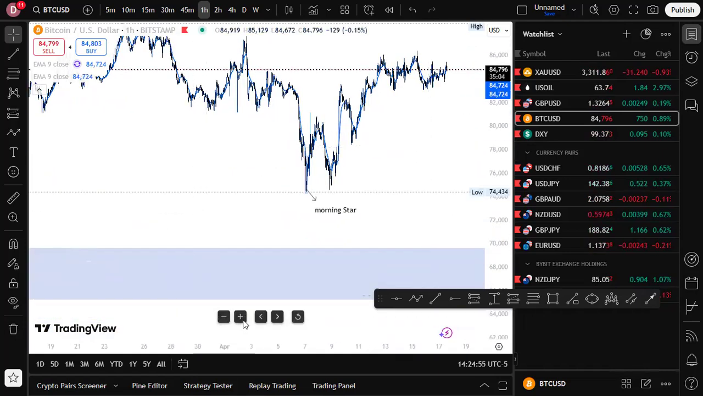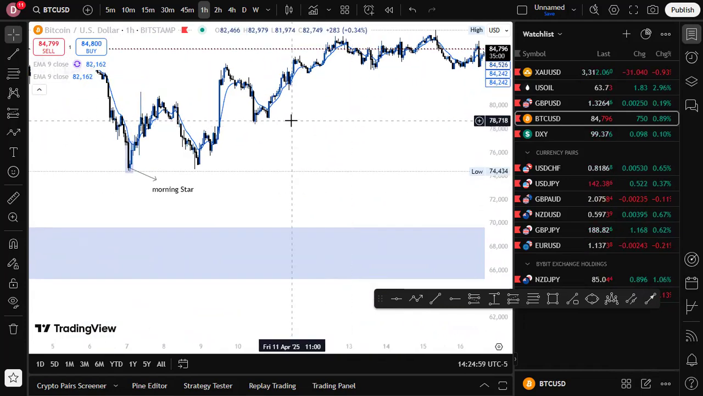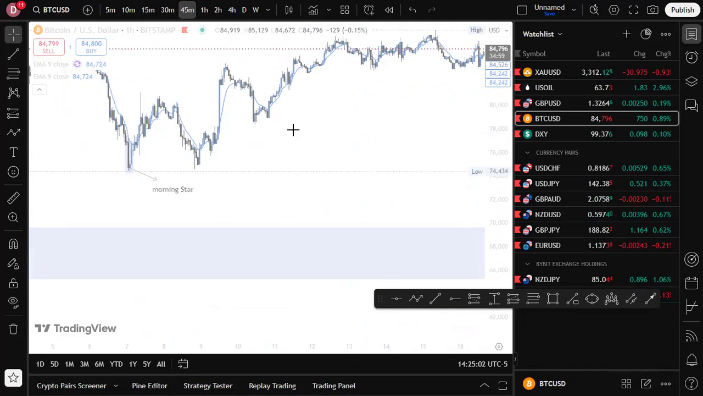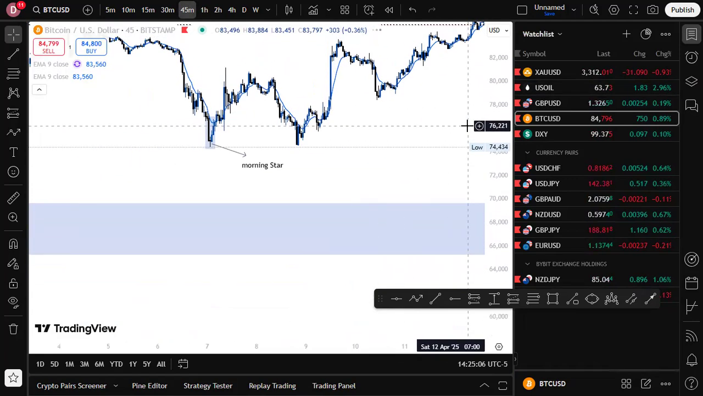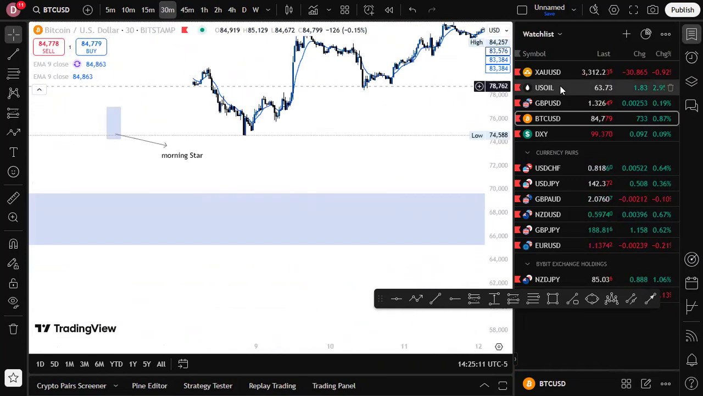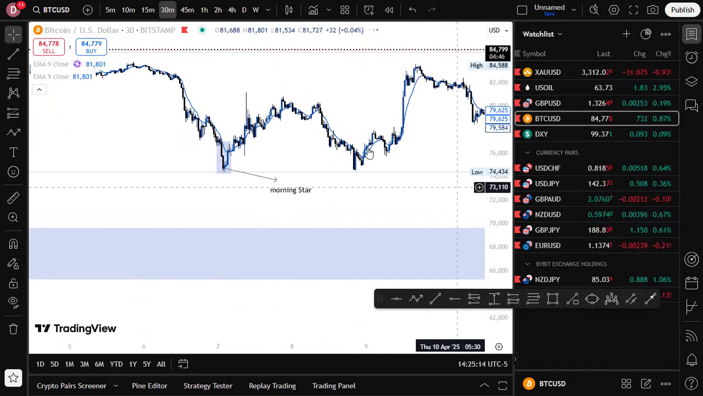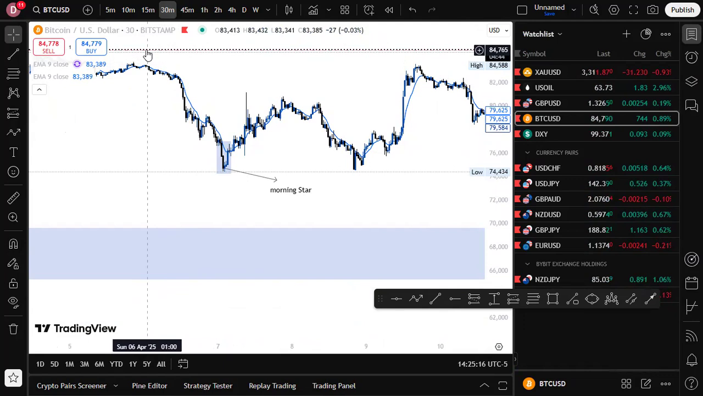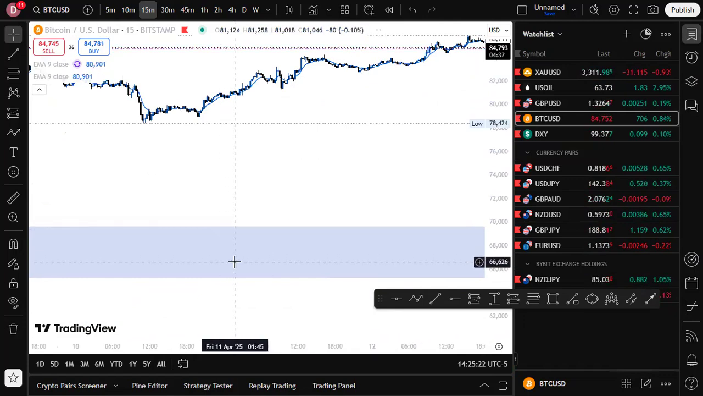Okay, I already detected something like this. Let's see if we can see it on the 10 minute. I'm not really seeing this formation here. Let's see if we can see it clearly.